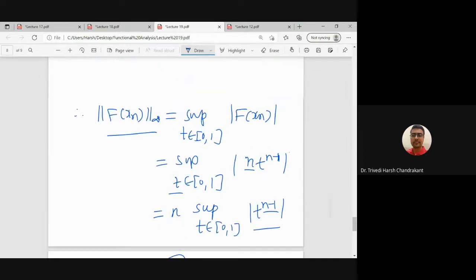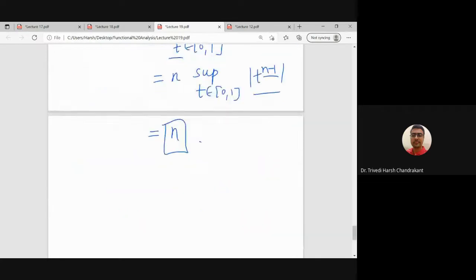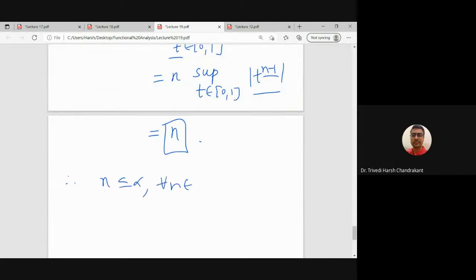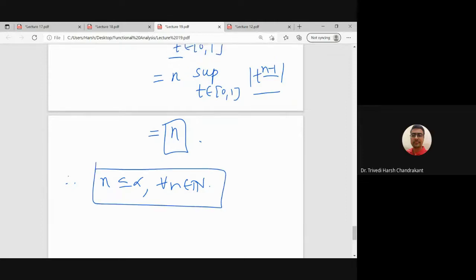So now can we have a natural number n here which is less than or equal to alpha for every natural number n? So is it true? Can we have a fixed number alpha so that every natural number is less than or equal to that fixed positive number? That is not true, right? Because otherwise the set of natural numbers will be bounded above. That is a contradiction.